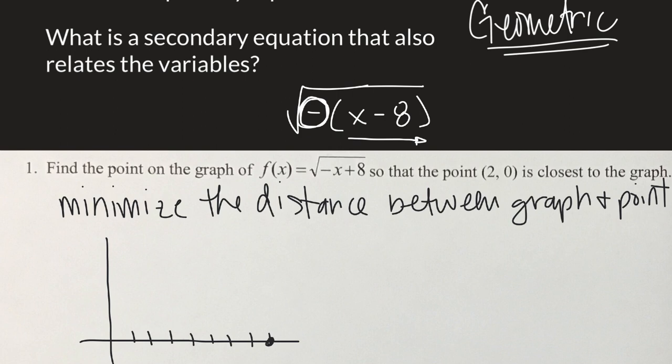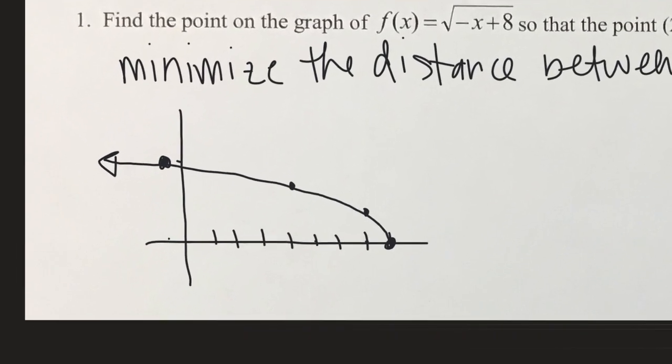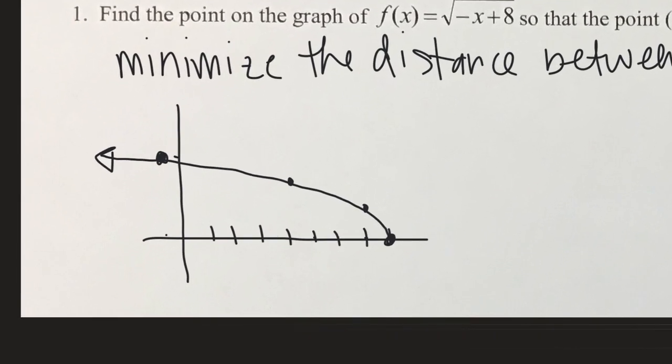Now let's talk about our square roots. The square root of 1 is 1, the square root of 4 is 2, and the square root of 9 is 3. So we're just putting some points on here. You could plug them in and it would give you the same answer. This is the graph of the square root of negative x plus 8, more or less. It's just a sketch, not perfect, since I'm not using a calculating device. And here we have the point (2, 0).